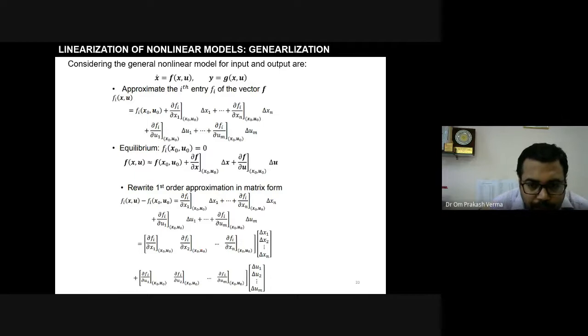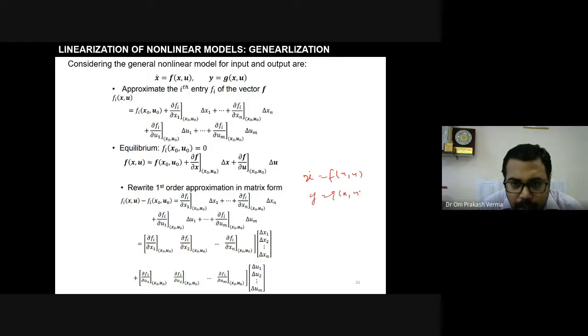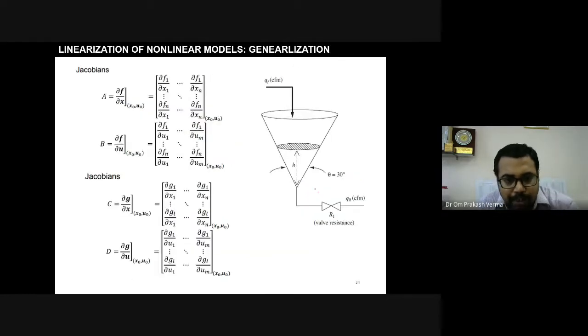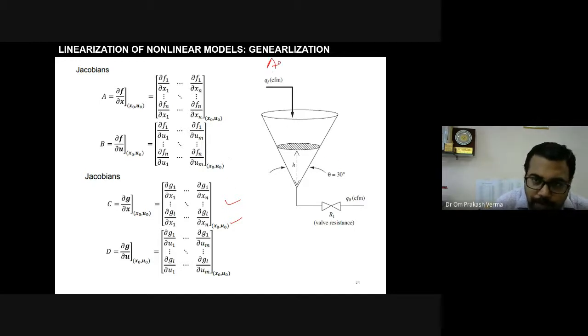Then we have seen the Jacobian matrix for n variables, for the nonlinear model, right? That is x dot is equal to f of x comma u, and y is equal to g of x comma u. And we have generalized the A matrix, B matrix, C and D matrix as Jacobian matrices, right? And this is a problem we have to solve as an assignment problem.